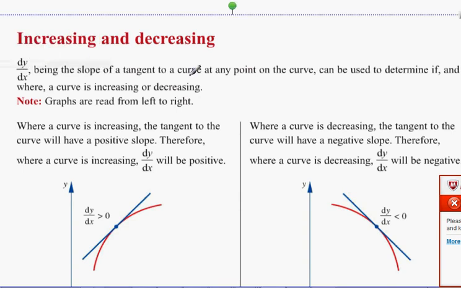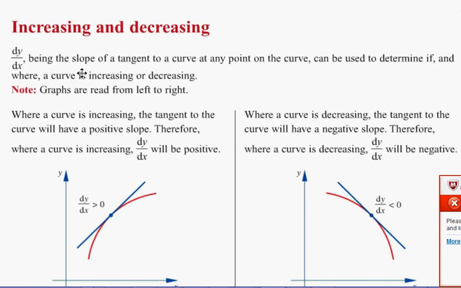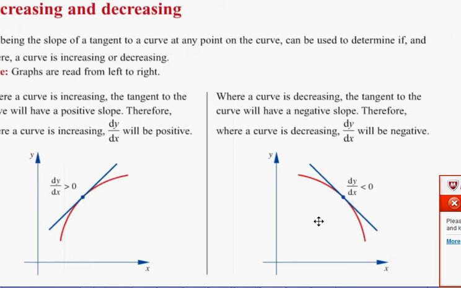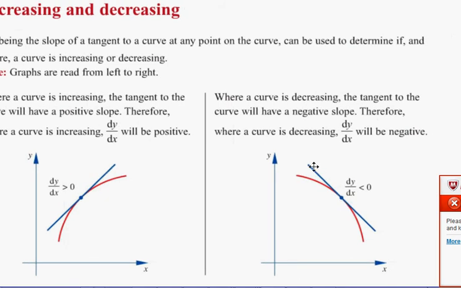So, increasing, decreasing. dy/dx is the slope of a tangent to any curve at any point on the curve. It can be used to determine if and where a curve is increasing or decreasing. For example, we have a red curve here, and we see that the tangent at the point is bigger than 0, i.e. the slope is increasing because it's going diagonal right up. We also see the opposite is true, that the tangent is going diagonal right down when the slope is decreasing.